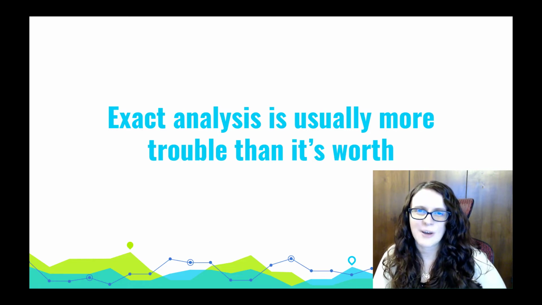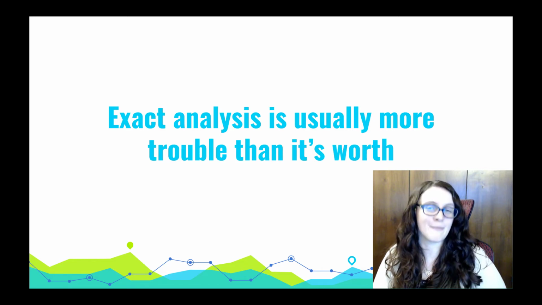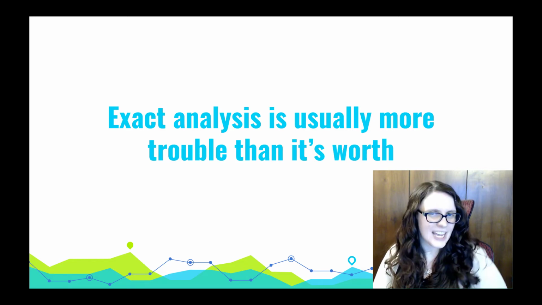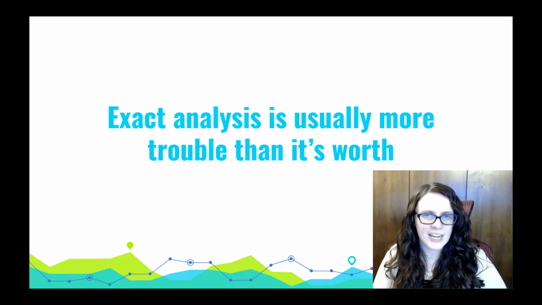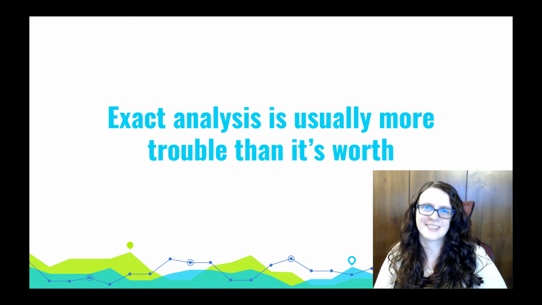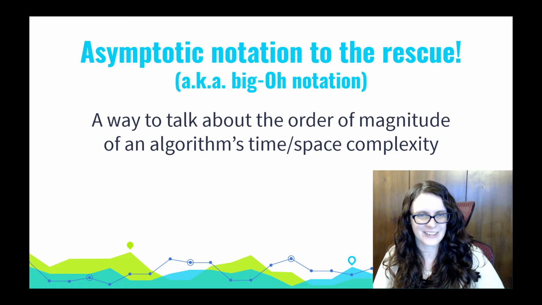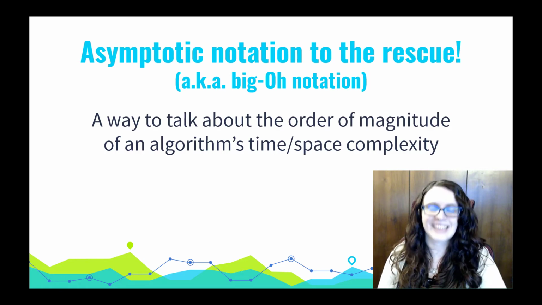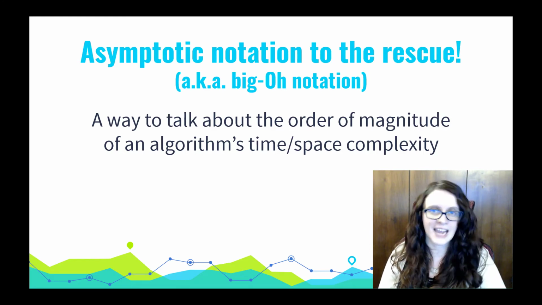In practice, when we're talking about algorithmic improvements, we're talking about order of magnitude improvements. An extra time step here or there will really come out in the wash. So it would be great if we had a way to just talk about the part of the time complexity that actually matters. Fortunately, we do. It's called asymptotic notation. And it's exactly that. It's a language for talking about the order of magnitude of the growth rate of the algorithm's time or space complexity.